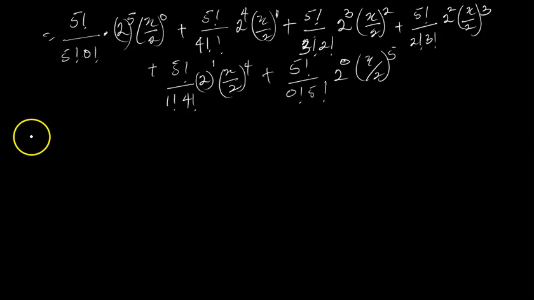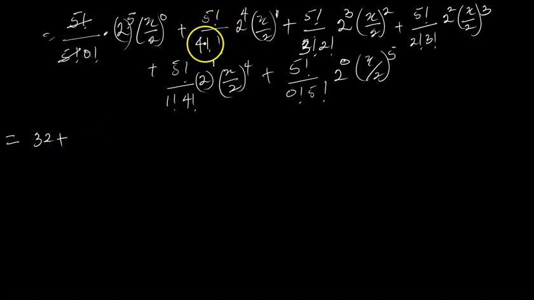Now I can equate this. If you look at this, I have 5 factorial over 5 factorial, that is 1. I have 2 raised to power 0 here, that's 1. x over 2 raised to power 0 also, that's 1. Then I'm left with 2 raised to power 5. 2 raised to power 5 is 32. Plus, now let's come down here.